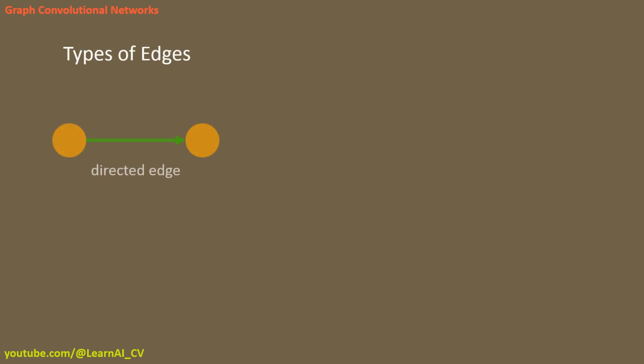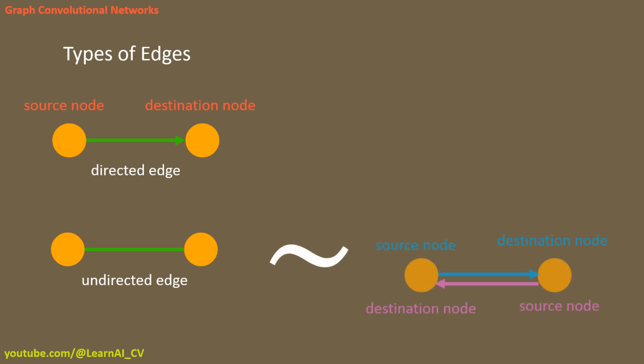An edge can be directed, where the edge has a source node and a destination node. In this case, information flows from the source node to the destination node. An edge can also be undirected, where there is no notion of source or destination nodes, and information flows both directions. Note that having a single undirected edge is equivalent to having two directed edges.